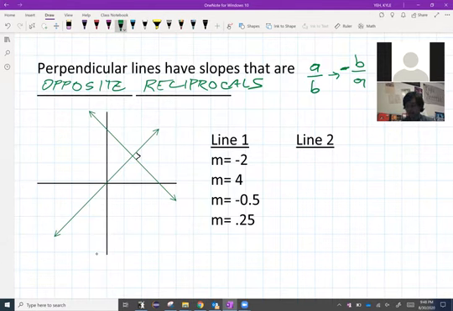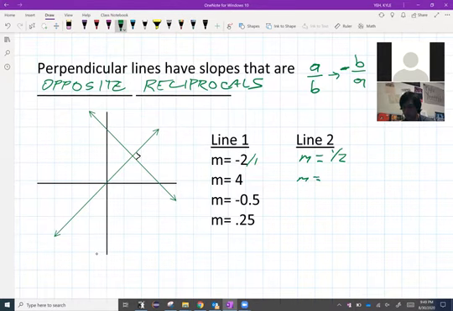So here we go. Line 1 has a slope of -2. So if it's perpendicular to line 2, what is the slope of line 2? Well, this is -2 over 1. We've kind of seen that before, where if there is no written denominator, we can always put the value over 1. So that means line 2 is going to have a slope of opposite, so I know it's going to be positive, and then the reciprocal, positive 1/2.